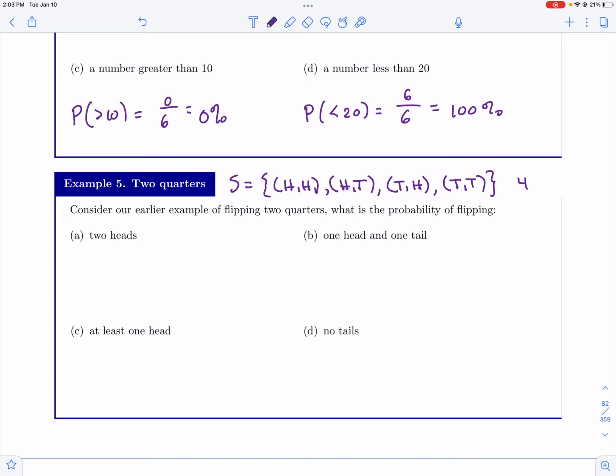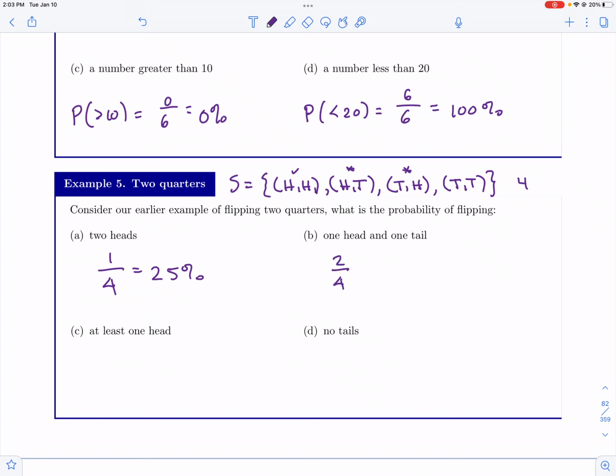In the first case, we're trying to figure out the probability of flipping 2 heads. That's going to be this one and only one. That's the only place where we get heads and then heads again. So we've got one possibility out of 4 total for a probability of 25%. Now for one head and one tail, both of these two have one head and one tail, so it doesn't matter which order they come in, as long as there's a head and a tail paired up somewhere.